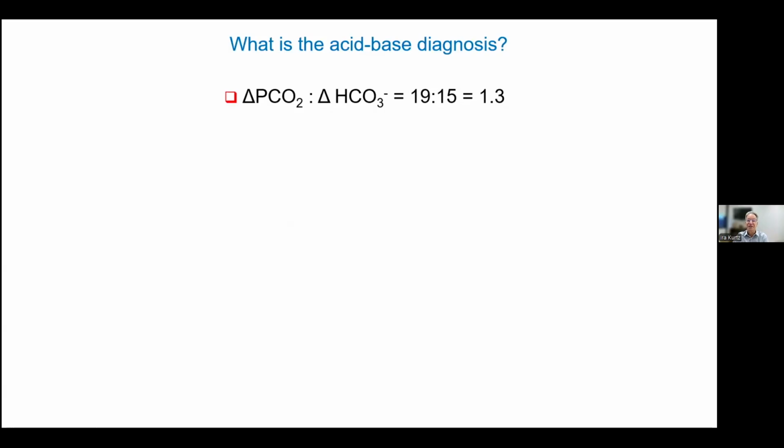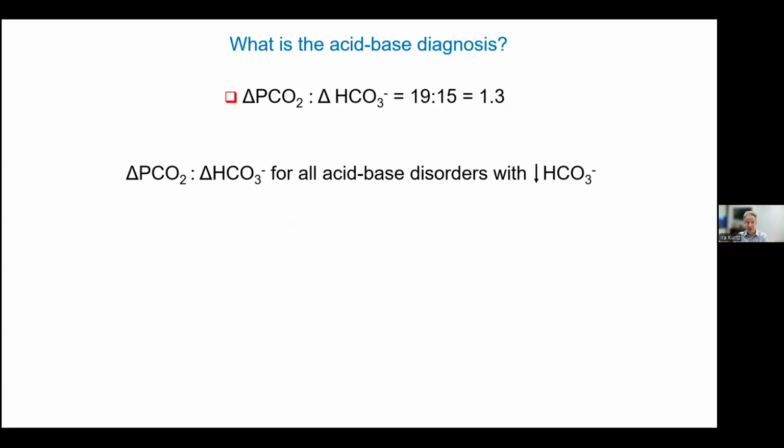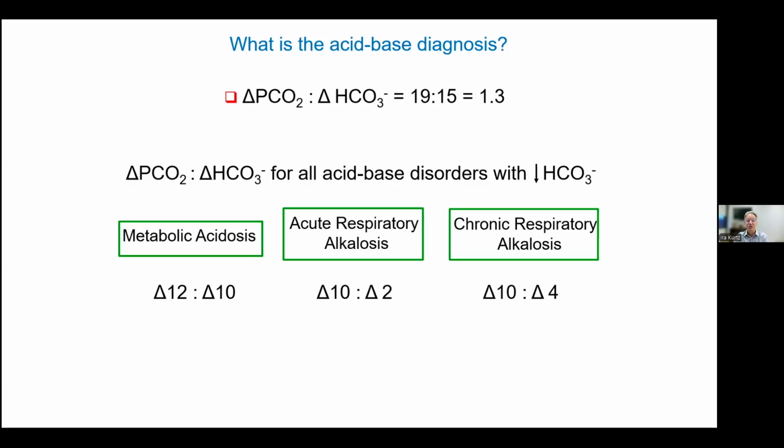Well, when we do the delta-delta to get the acid base diagnosis, the PCO2 changed by 19 and the bicarbonate changed by 15, which is 1.3, which right away you should recognize as close to the 1.2 that you would expect in a compensated metabolic acidosis. So again, we go through the 3 acid-base disorders that give us a drop in bicarbonate and a drop in PCO2. And there's metabolic acidosis compensated, acute respiratory alkalosis, and chronic respiratory alkalosis.